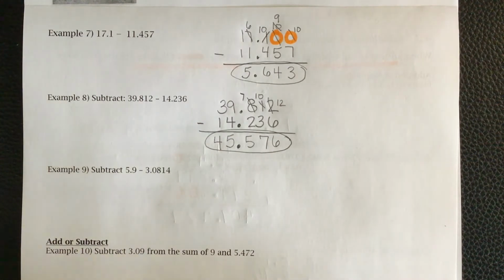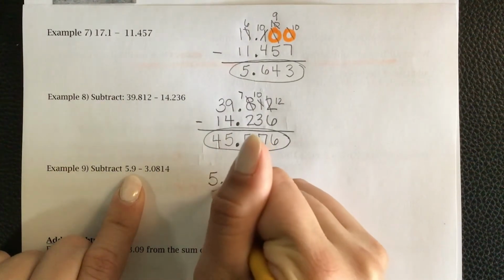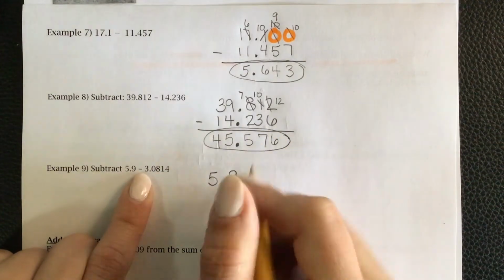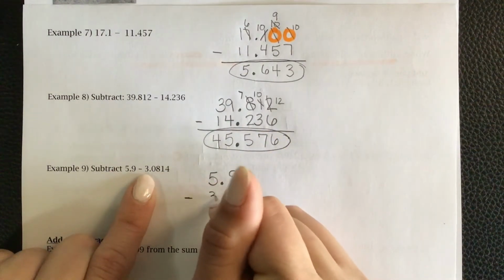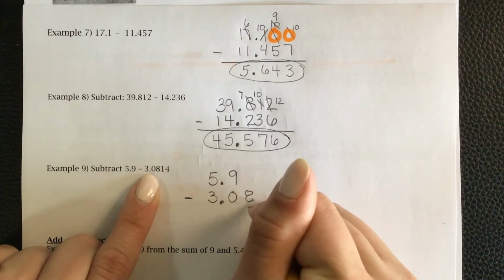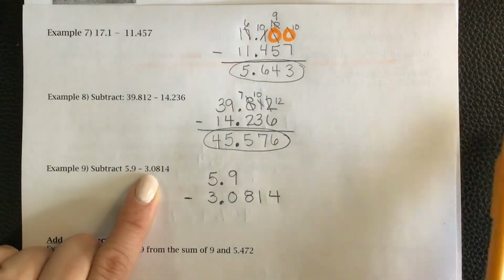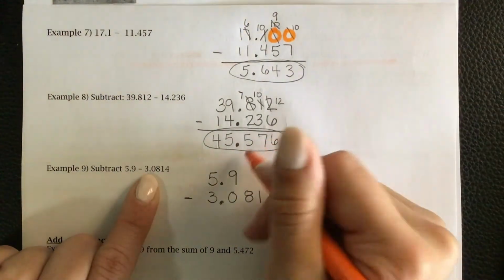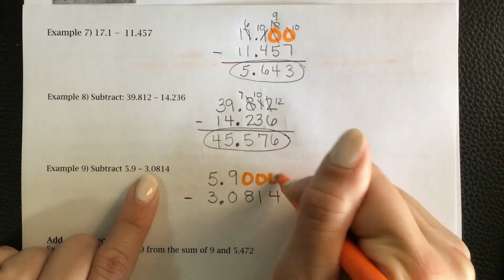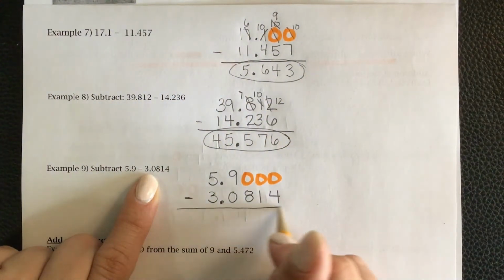The next one is 5 and 9/10. Take away 3 decimal point 0, 8, 1, 4. And I spread it out because I know that I'm going to have to fill in my zeros. So I know I have a 0 above each of these. And now I can subtract.